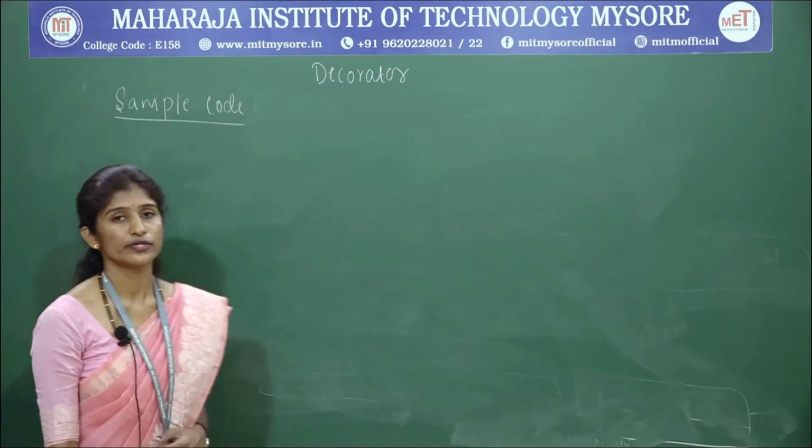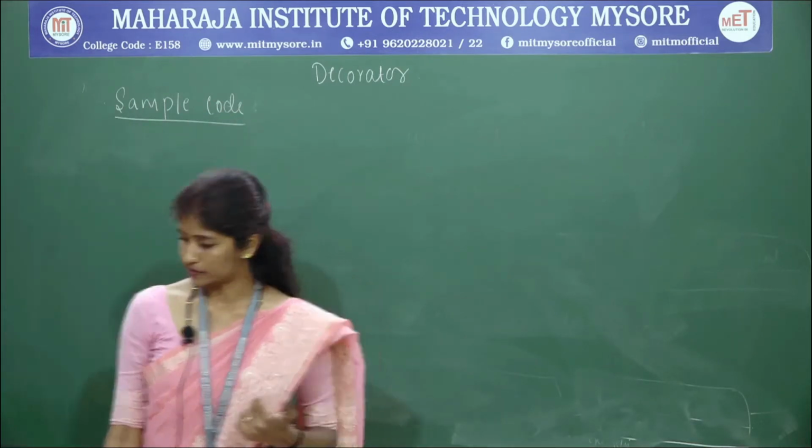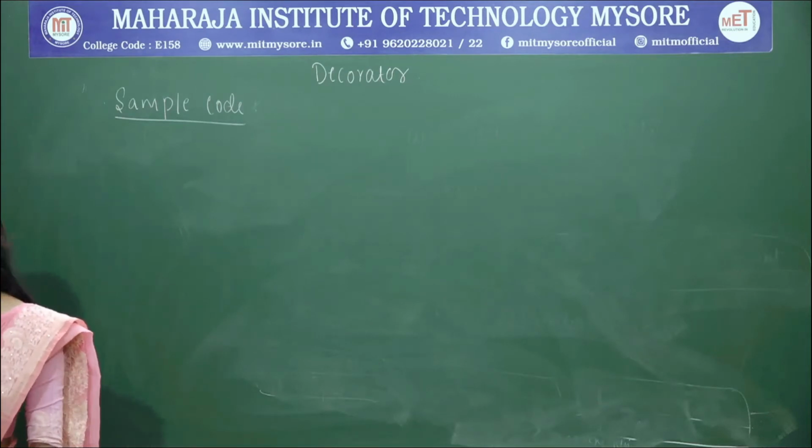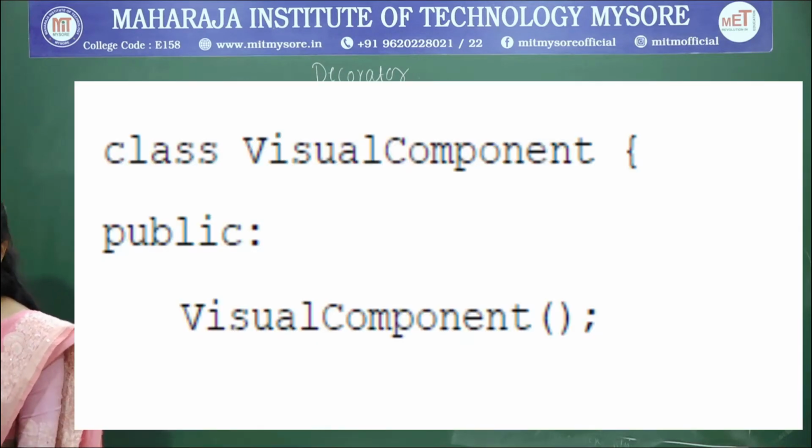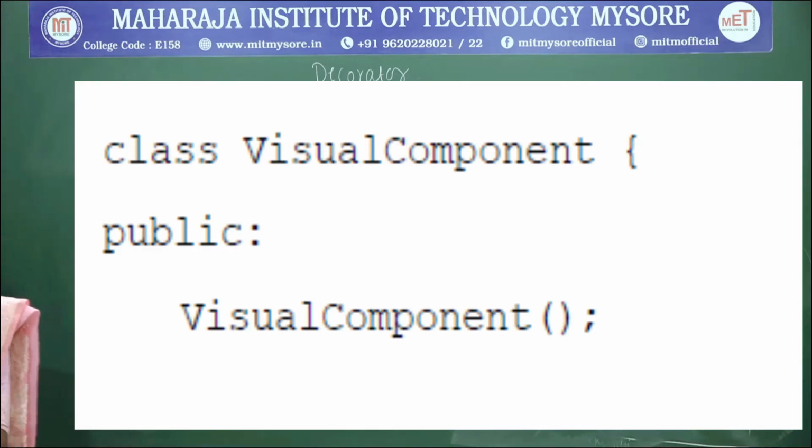Sample code to design the decorator. So, you can consider this following code. The diagram code is going to show how to implement user interface decorators in C++. Okay. So, we will assume there is a component class called visual component. We have used it in the motivation also, right. So, we will assume it.